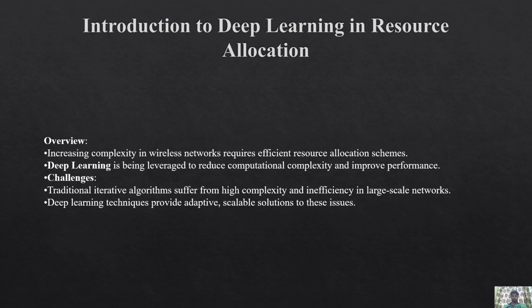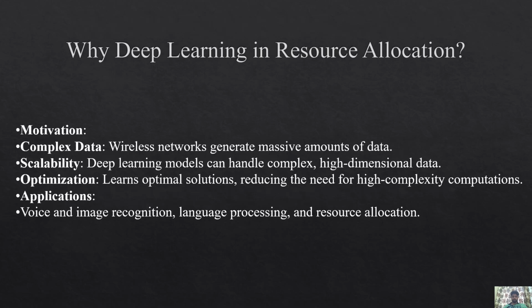Introduction to deep learning in resource allocation. Overview. Increasing complexity in wireless networking requires efficient resource allocation schemes. Deep learning is being leveraged to reduce computational complexity and improve performance. Traditional iterative algorithms suffer from high complexity and inefficiency in large-scale networks. Deep learning techniques provide adaptive, scalable solutions to these issues.